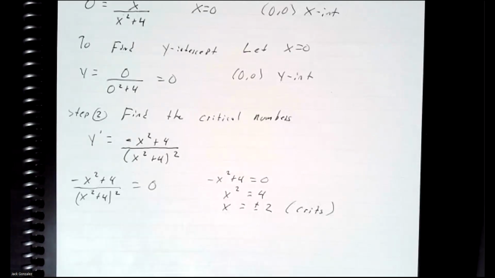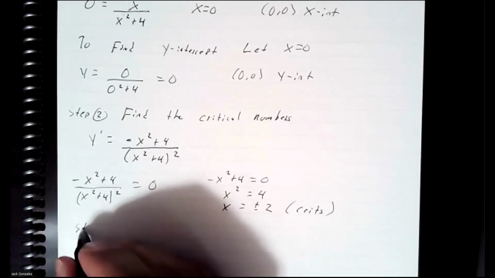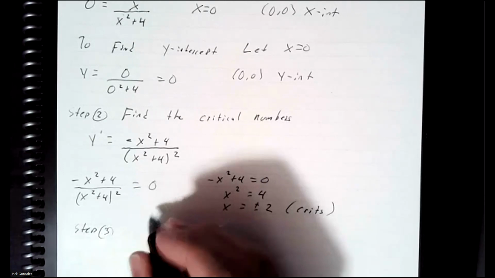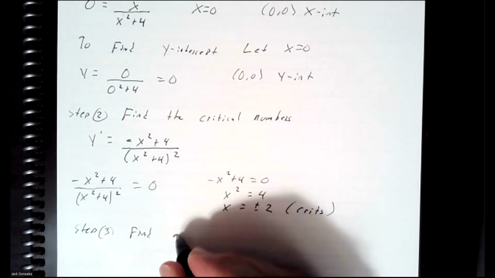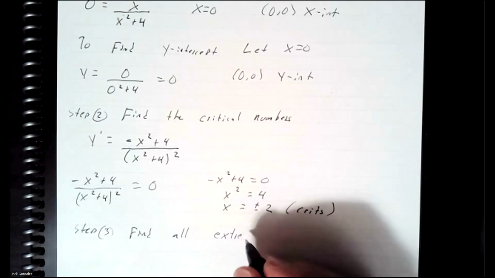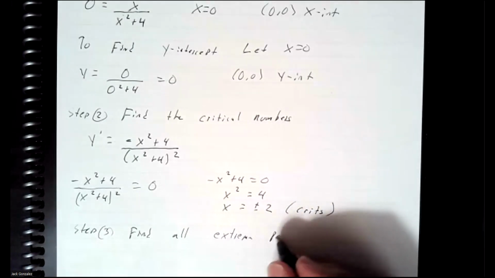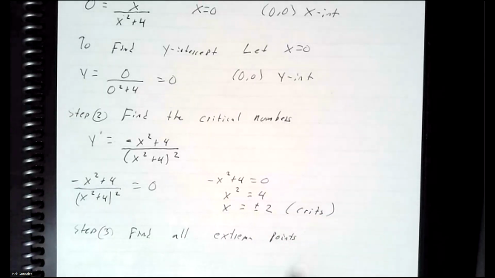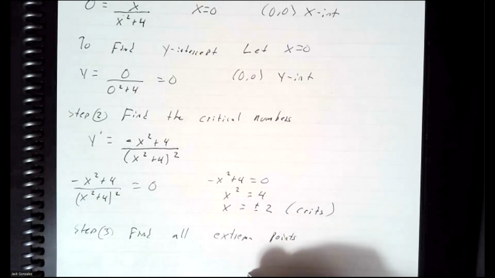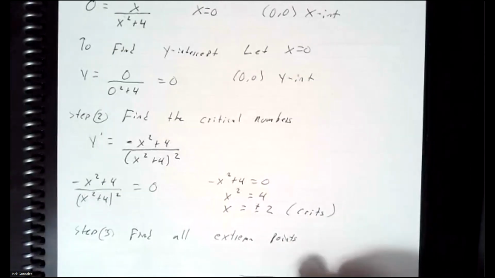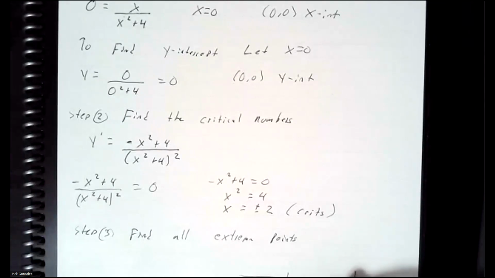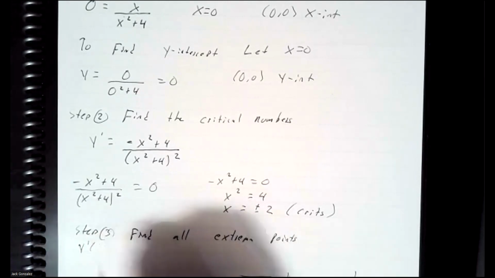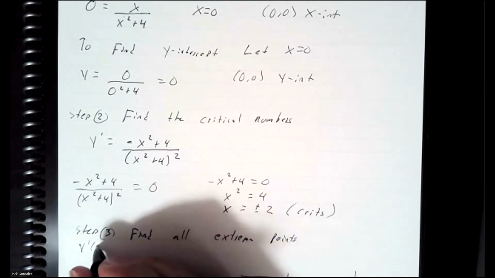So it wants us, the next step, to graph this guy. Find all extrema points. So test around these values like before. So we got -2 and we got 2. So I'm going to test the derivative at, I don't know, -3, I guess.